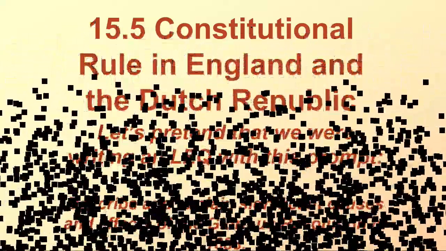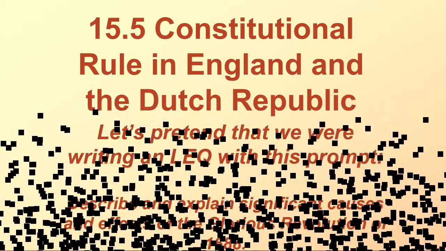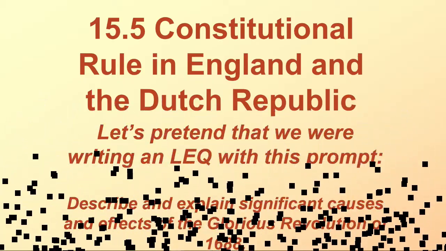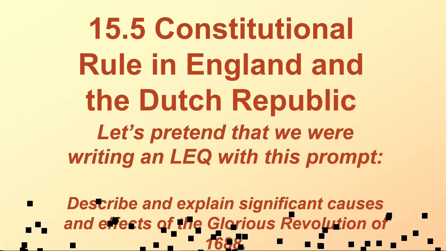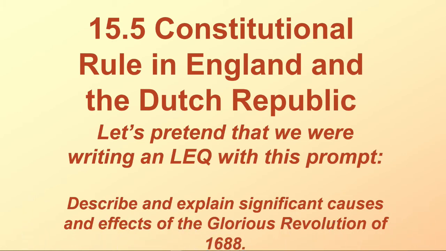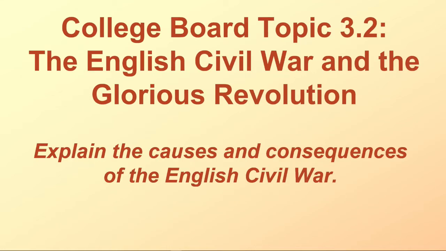This is lesson 15.5, Constitutional Rule in England and the Dutch Republic. What do England and the Dutch Republic have in common? They both have constitutions. So let's pretend that we were writing an LEQ with this prompt. Describe and explain significant causes and effects of the Glorious Revolution of 1688.